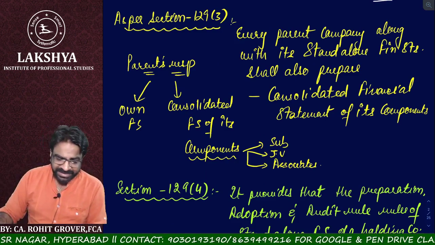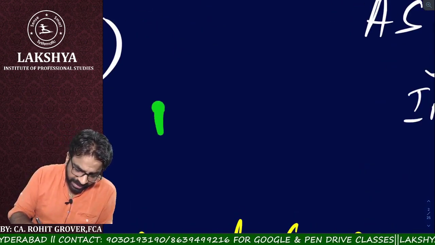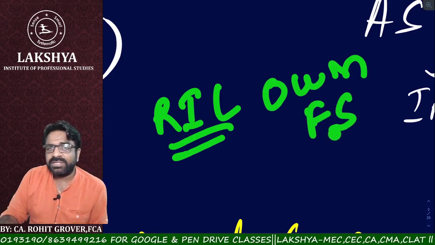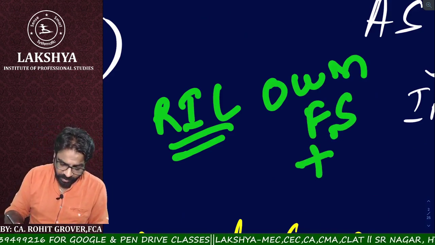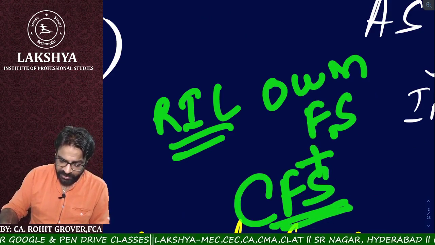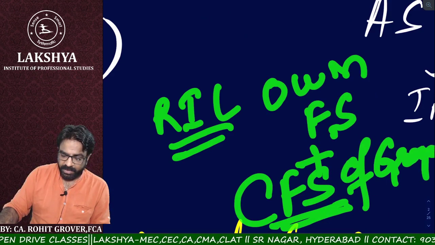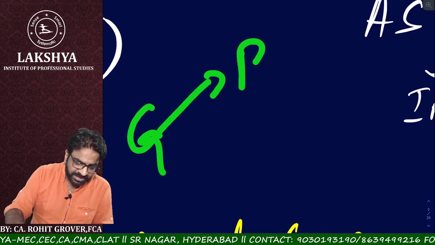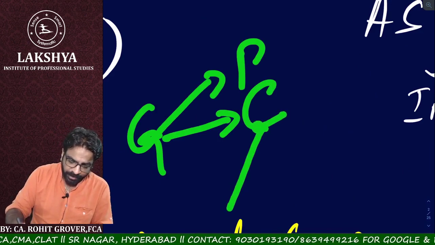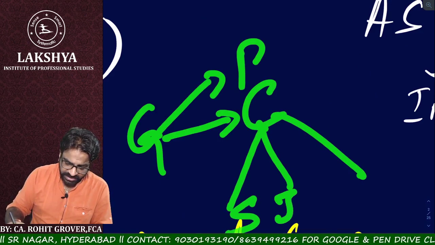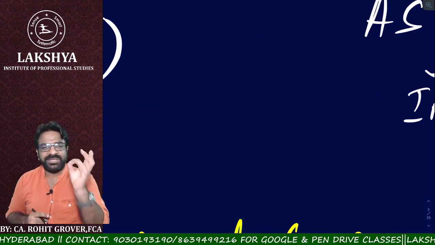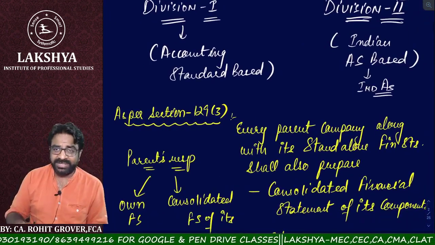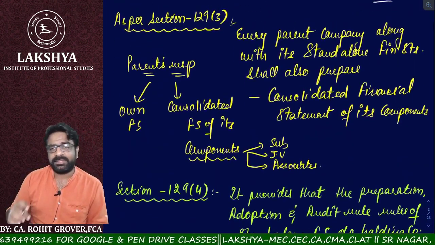If Reliance India Limited, let's take an example, is preparing its own financial statements, along with its own financial statement, Reliance India Limited also has to prepare consolidated financial statements of a group. A group includes the parent itself and its components. Under the components, there are three types: subsidiaries, joint ventures, and associates. That is what is written under section number 129 subsection 3. So let us understand again what it is talking about.